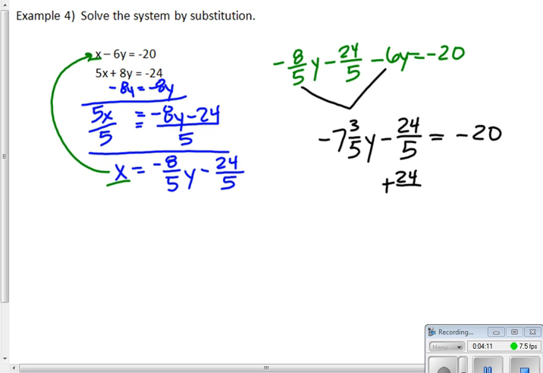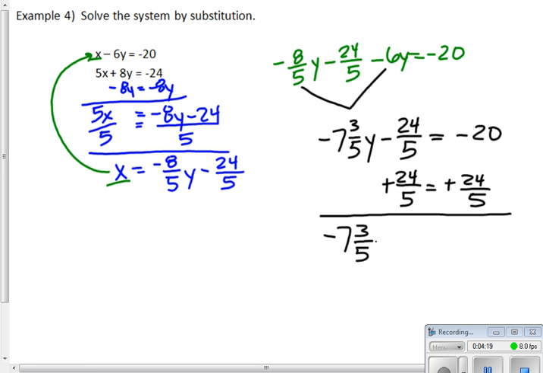Add 24/5 to both sides. Drop down negative 7 3/5 y equals negative 20 plus 24/5, which is negative 15 1/5. Go ahead and get y by itself, so divide by negative 7 3/5.